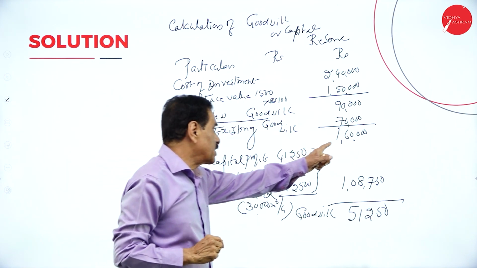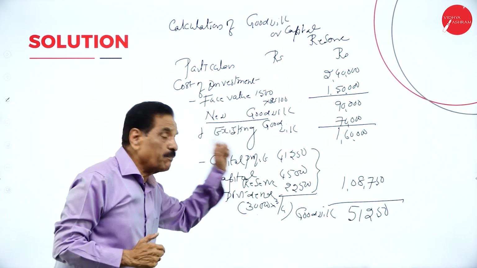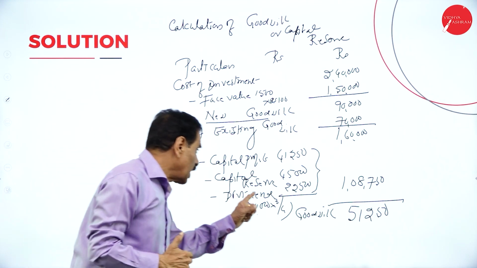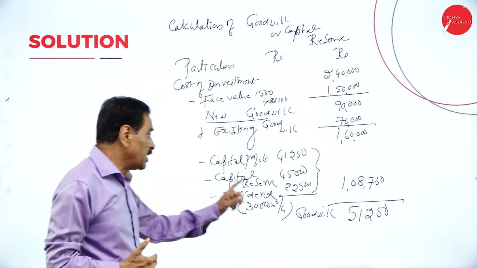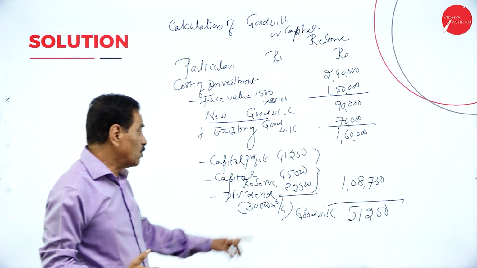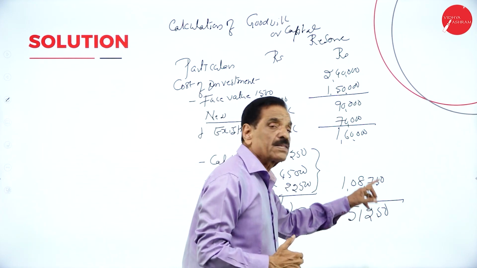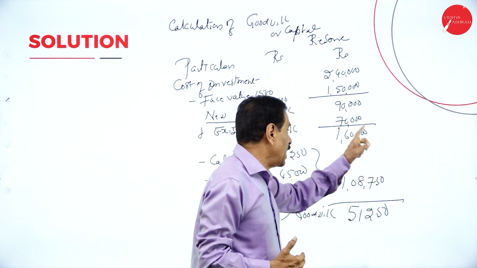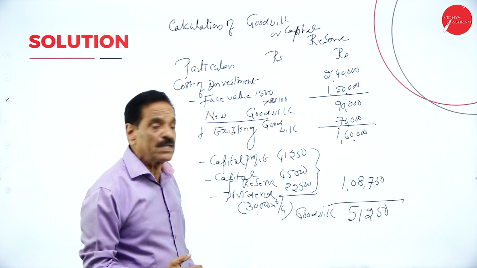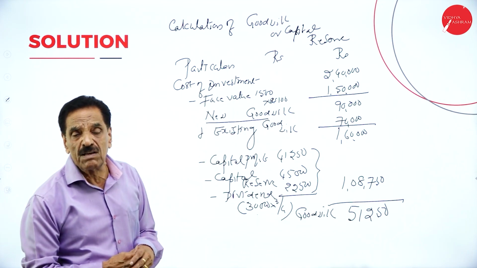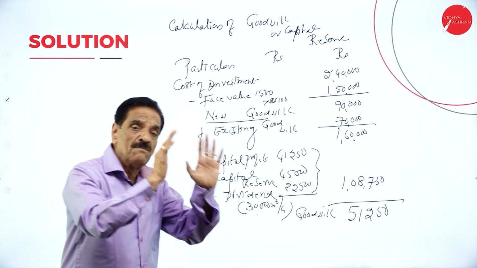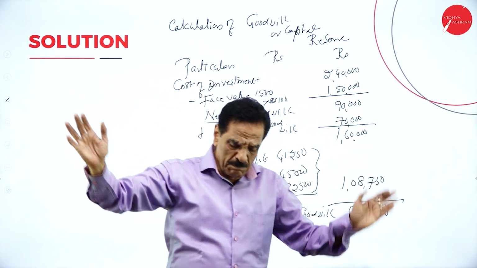If you see that 1,60,000, your capital profit is 41,250, your capital reserve is 45,000, your dividend is 22,500, totally capital profit is 1,08,750. Out of 1,60,000, 1,08,750 is gone, no? The excess is called goodwill, 51,250. It will come on the asset side of the balance sheet.